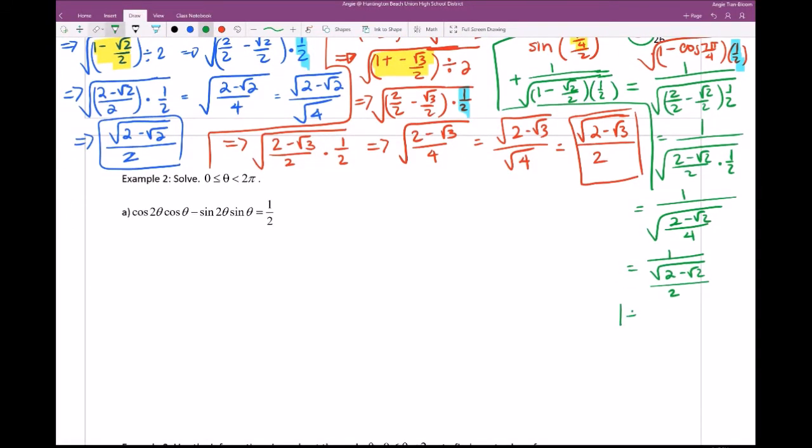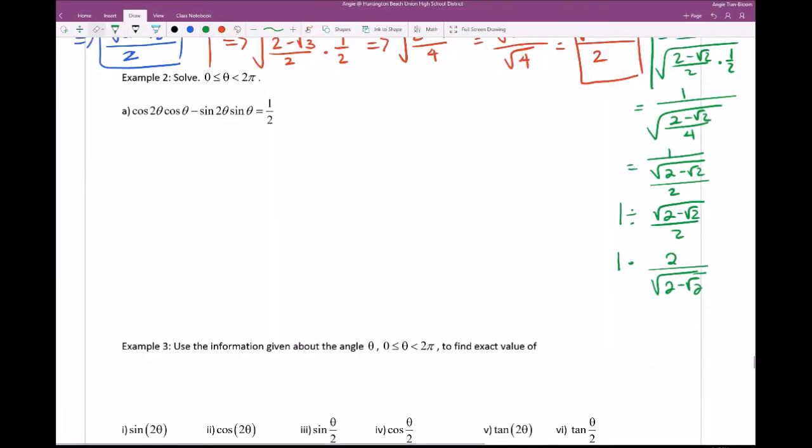1 divided by radical 2 minus rad 2 over 2 is like 1 multiply 2 over square root of 2 minus rad 2. Okay, so now this is really where I am. But I can't have a radical on the bottom, so I need to do a little bit more math. I'm going to multiply, not the conjugate, but an identical radical. That's the only way that you will be able to get rid of that radical.